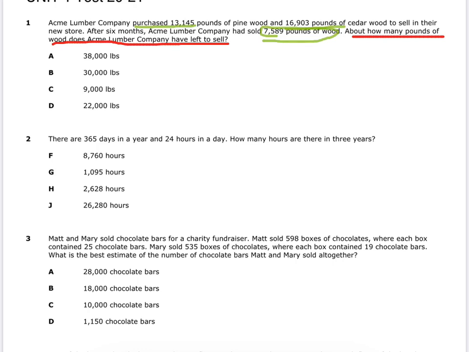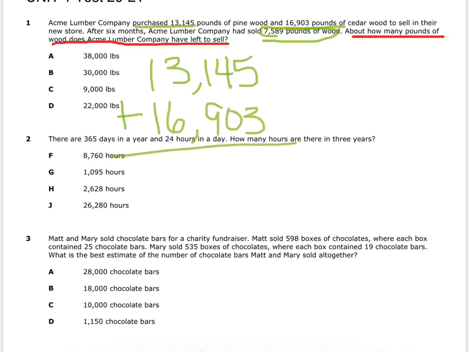So we have to take what they purchased, which is 13,145 pounds of pine wood, plus 16,903 pounds of cedar wood. So we have to add all that up together. Okay, but then there's a key word. The key word is about: about how many pounds of wood do they have left. So that's telling me that I need to estimate. So we're going to estimate each one of these.